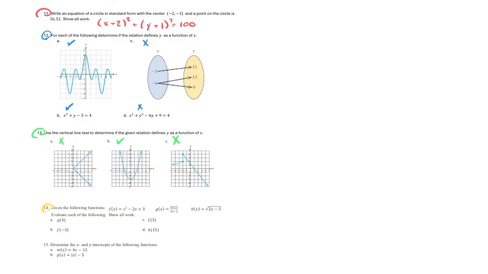Given the following functions, f of x equals x squared minus 2x plus 3, g of x equals 2x plus 1 over 3x minus 2, and h of x equals the square root of 2x minus 5, evaluate each of the following. Starting with g of 4, we just plug in 4 wherever we see x. This will be 2 times 4 plus 1 over 3 times 4 minus 2. So g of 4 is going to equal, on the numerator, 9, and in our denominator, 10. So g of 4 is going to equal 9 over 10.